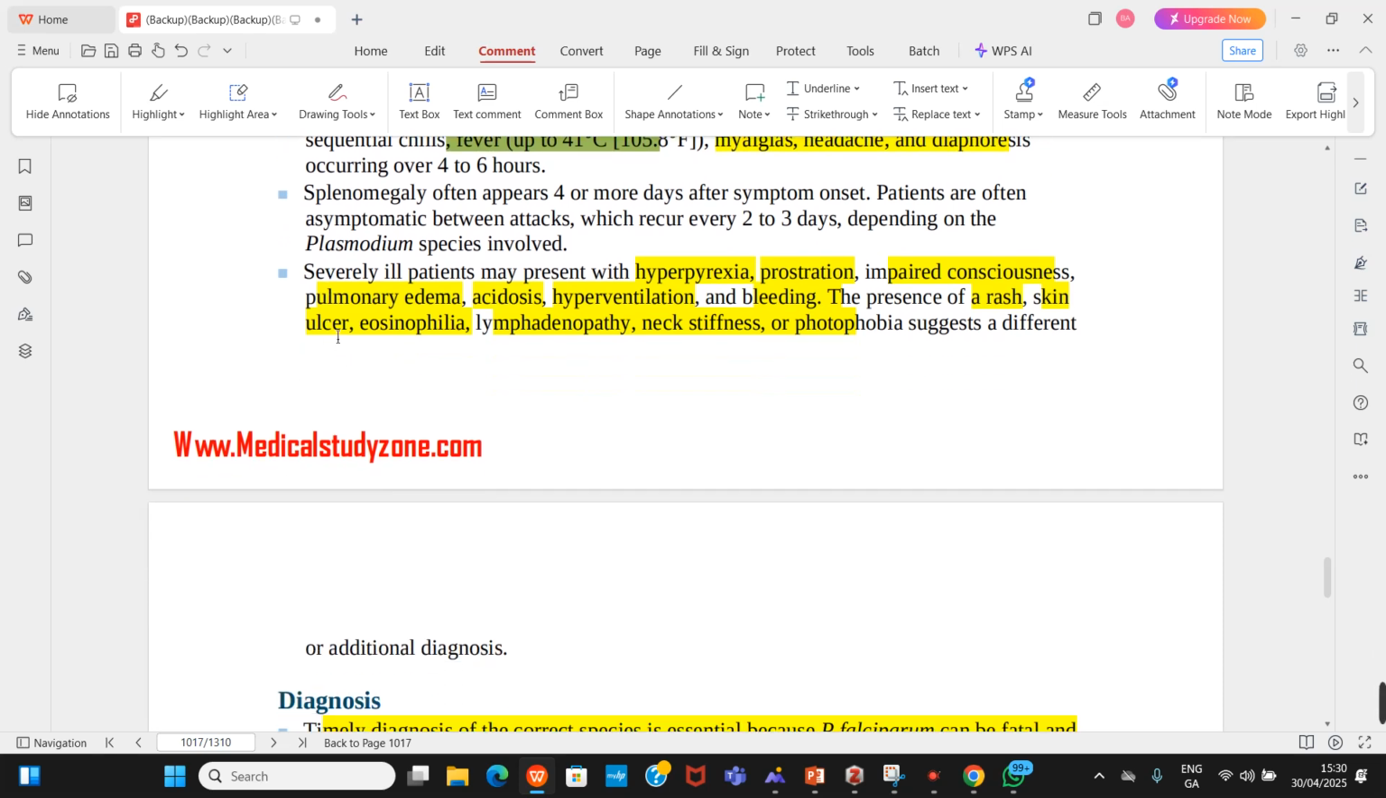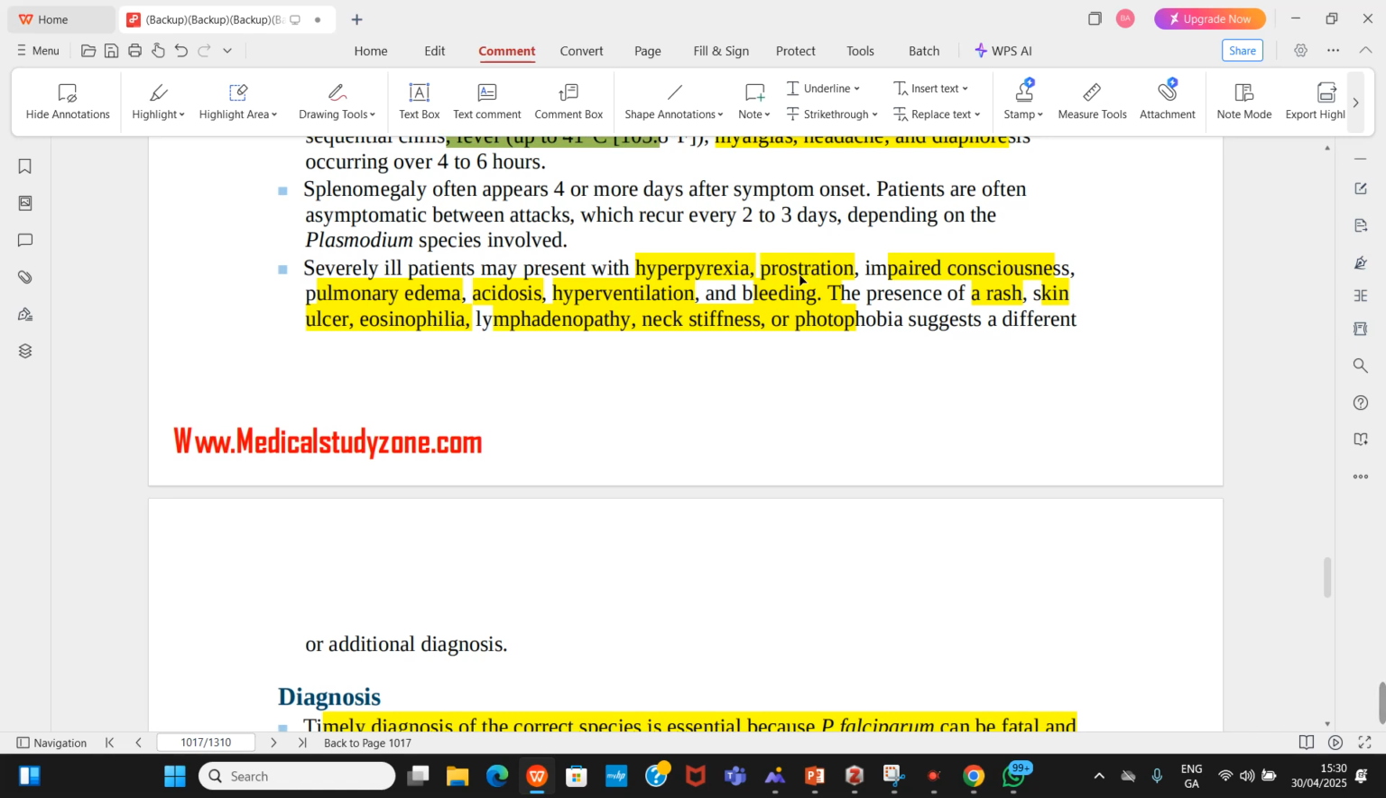and we should also watch out for symptoms of very severe malaria, like hyperpyrexia, a temperature of 40 degrees and more, which is crazy. Prostration: they cannot stand up, they cannot eat, they are just prostrated. Impaired consciousness because of malaria, pulmonary edema, acidosis, hyperventilation with malaria, those are very bad signs. Those mean that the infection is very, very severe. And somebody already having a coagulation problem, that is bleeding, has severe malaria.